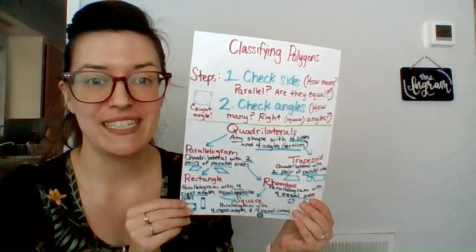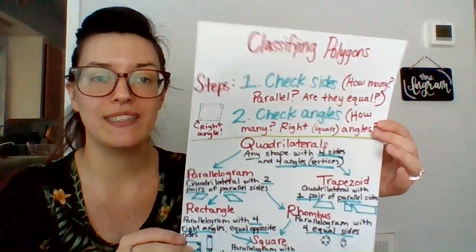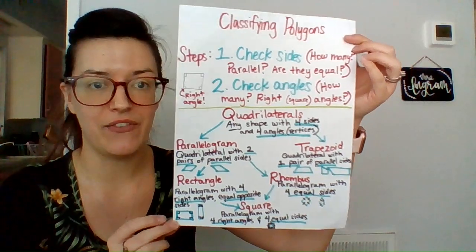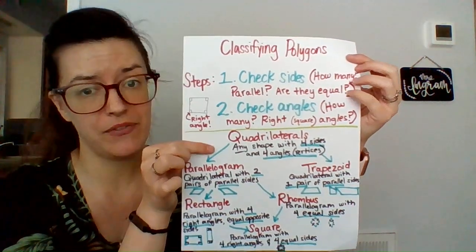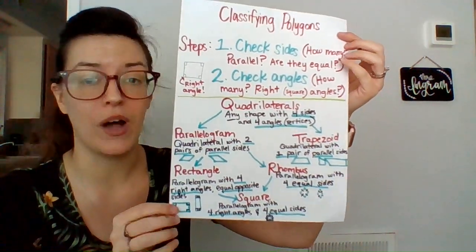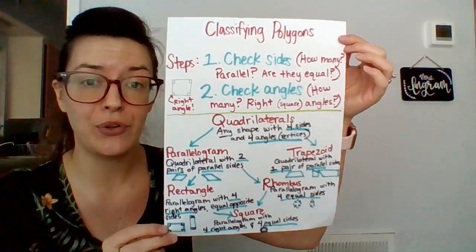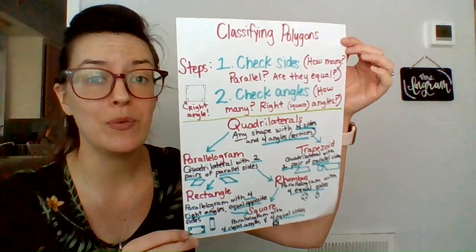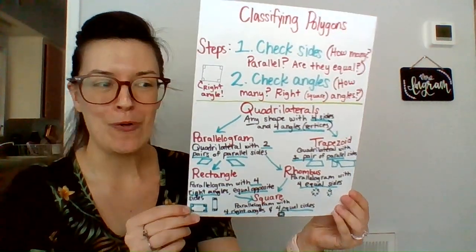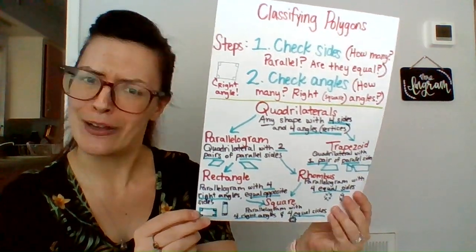So all of your different assignments this week are going to be focusing on how we classify polygons. And like I said, specifically, we're going to be looking at how we classify quadrilaterals. So make sure you're looking at this anchor chart uploaded in our math folder in Schoology to give you more information about how we can classify these quadrilaterals.